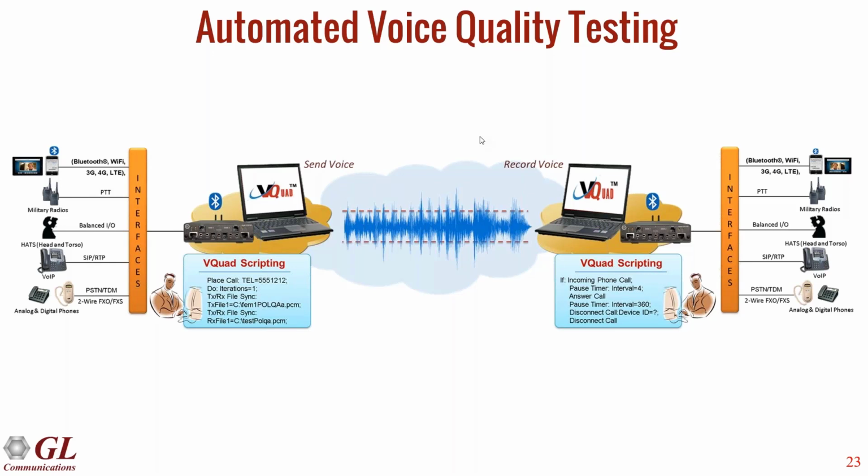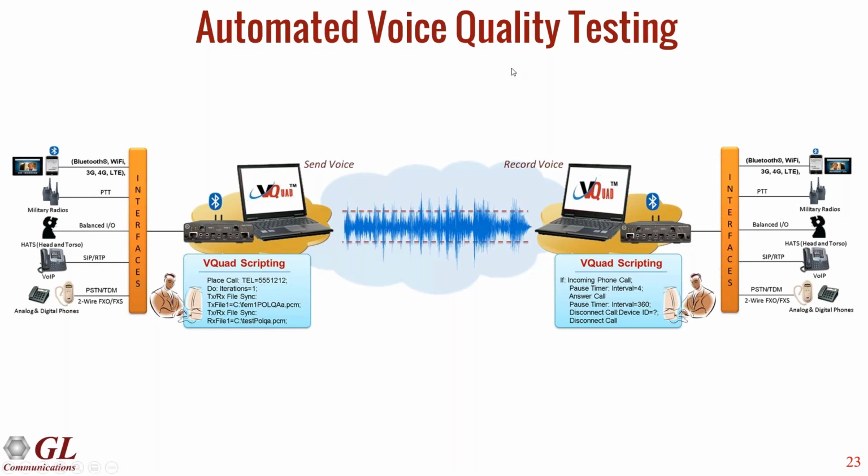In this scenario, it is completely automated. No need of doing anything manually. On the script, we can just place a call, then send a file to the far end, or receive the file if you want to do it two ways. Then those files will be pushed to the VQT application, which gives you the MOS score.